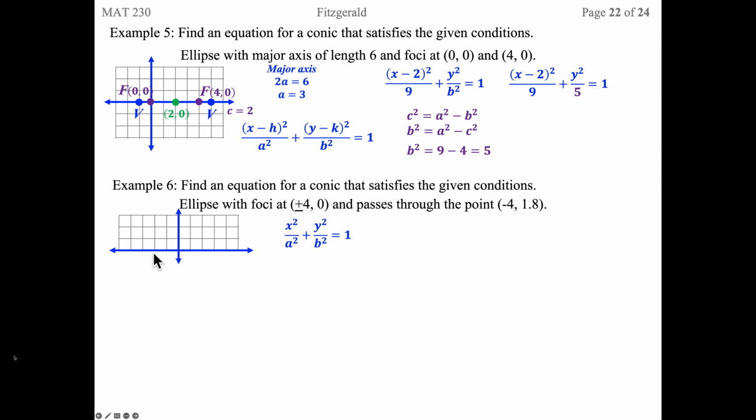So I make my graph. Negative 4, 0, 4, 0. Again, center is at 0, 0. Kind of a dead giveaway with the plus or minus comma 0.